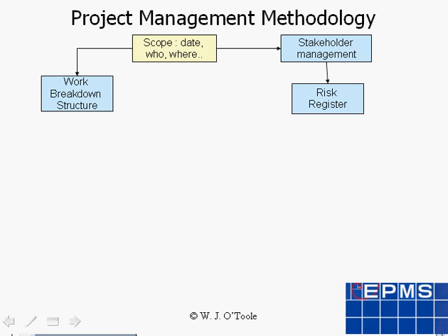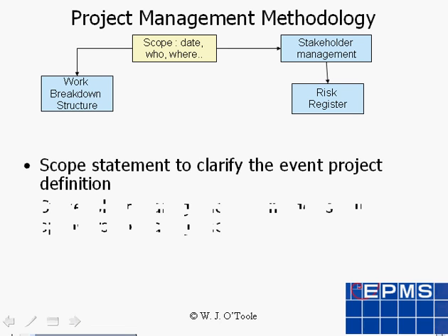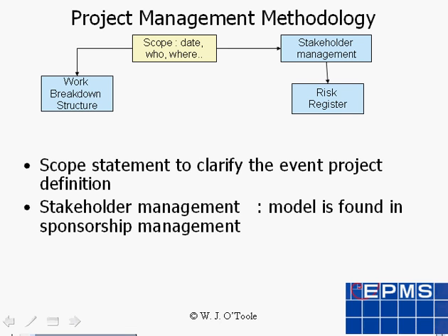The next step is clarifying the scope of the event. How many people? How long will it go for? Then we must understand who is involved or affected by the event, the stakeholders in other words.